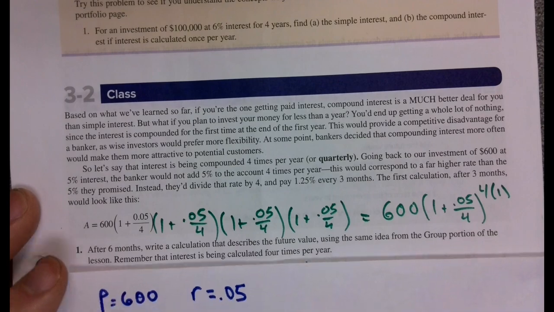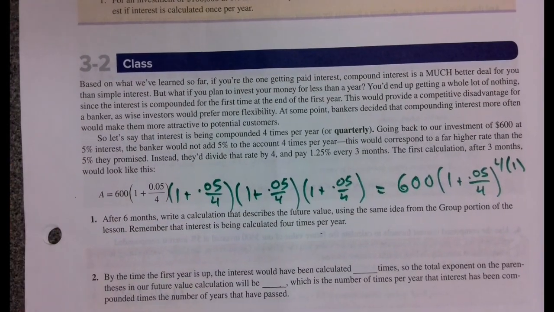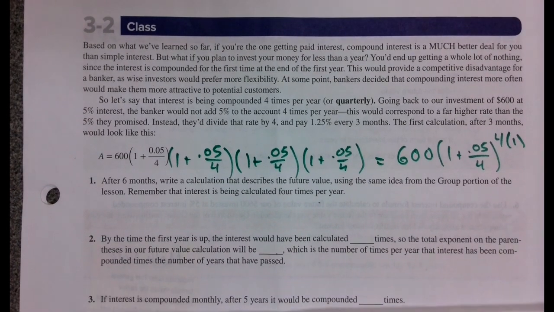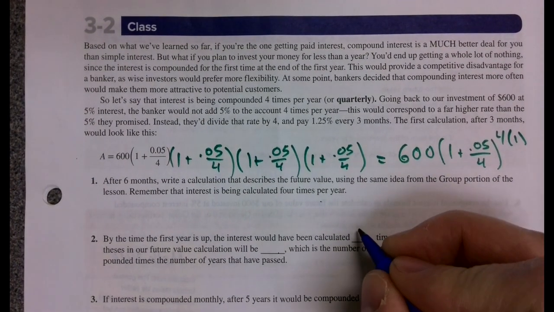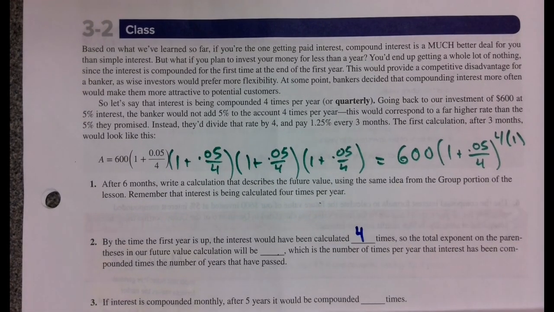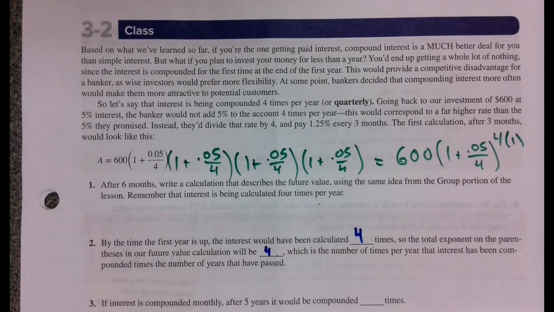So going back to the course spec, we did that calculation in number 1. Then we shoot down to number 2, and it says by the time the first year's up, the interest would have been calculated 4 times, because we are doing this quarterly and adding in interest 4 times per year. So the total exponent on the parentheses in our future value calculation would also be 4, which is the number of times per year that the interest has been compounded.